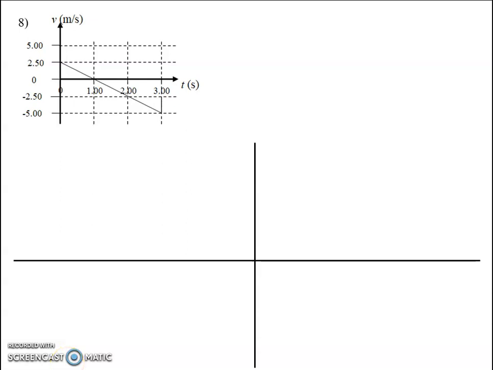Let's take a look at problem number 8, where I want you to read it and try just parts A, B, C, and D on your own. Again, you don't have to write full sentences, just notes, just answers for these is just fine. Pause the video to do so, then come back and we'll discuss.